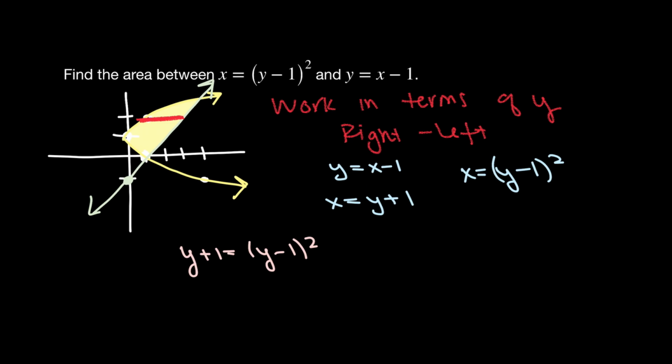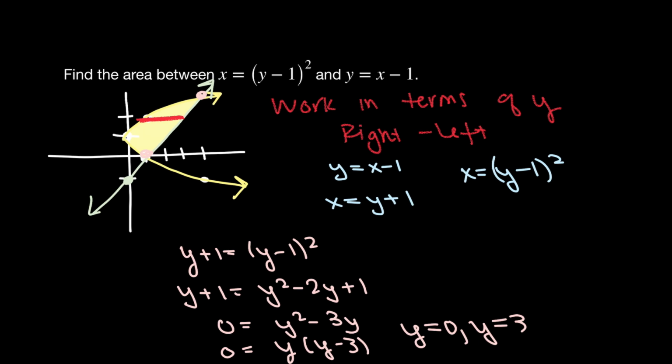All right, now I am ready to figure out where exactly these two curves intersect. To do that, I'm going to set my equations equal to each other. We have the equation x equals y plus 1 and x equals y minus 1 squared. So I'm going to take y plus 1 and set that equal to y minus 1 squared. We're going to FOIL out the y minus 1 squared. That gave me y squared minus 2y plus 1. Then I'm going to set one side to 0. So I subtracted the y and subtracted the 1. That gave me 0 equals y squared minus 3y.